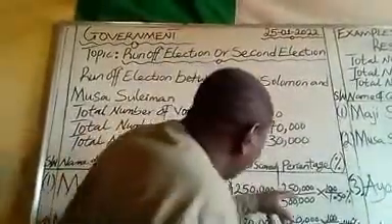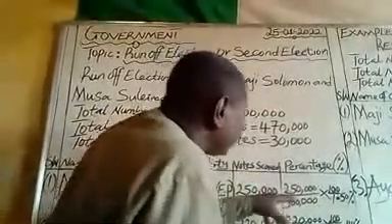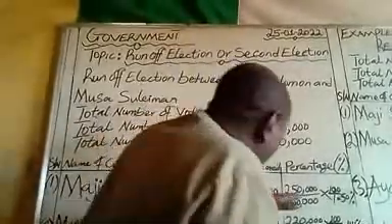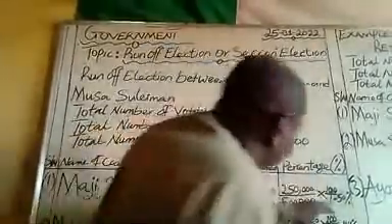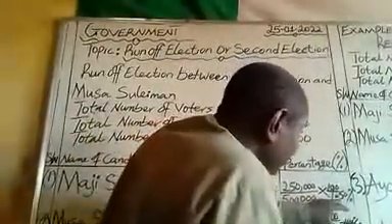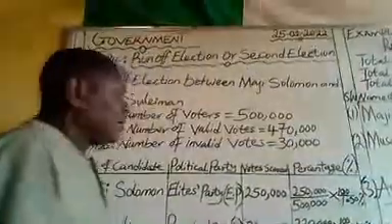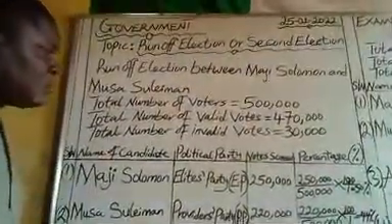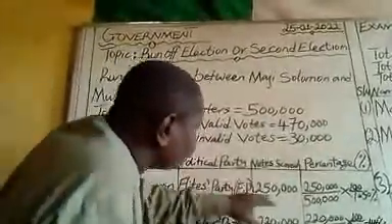Percentage. 250,000 votes all over 500,000 times 100 over 1. Look at the percentage, 50%. Maji Solomon got 50%.